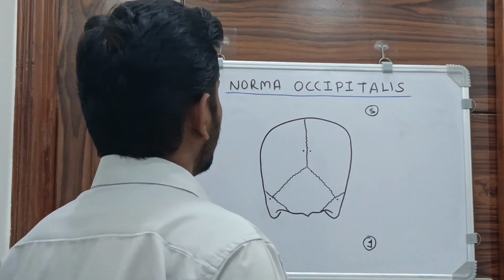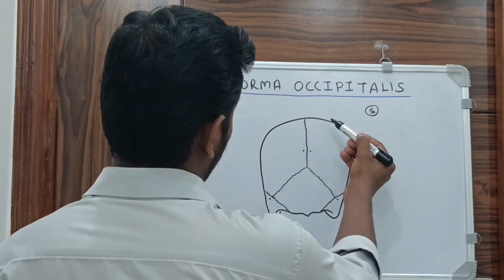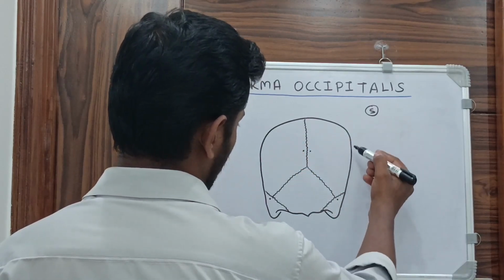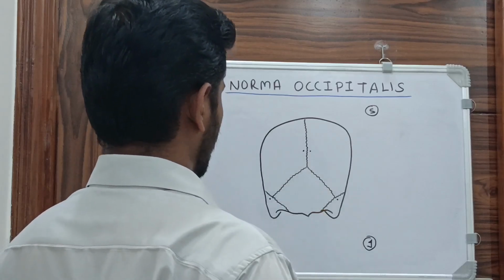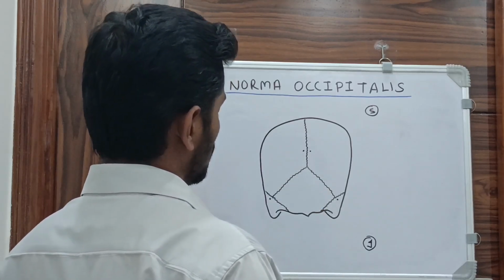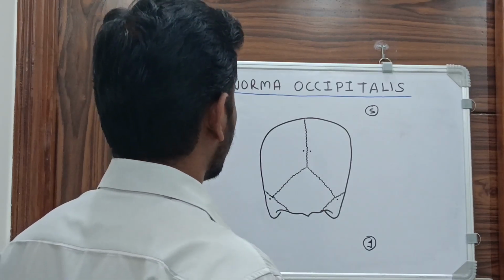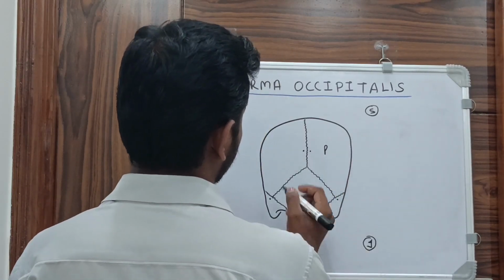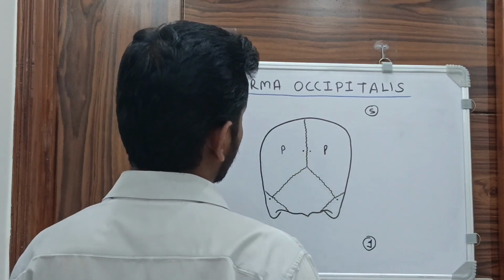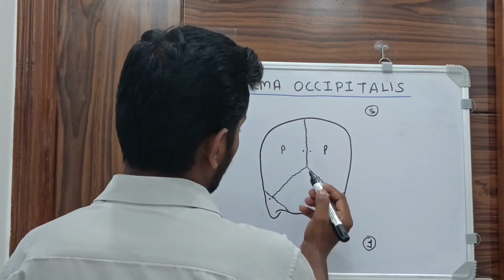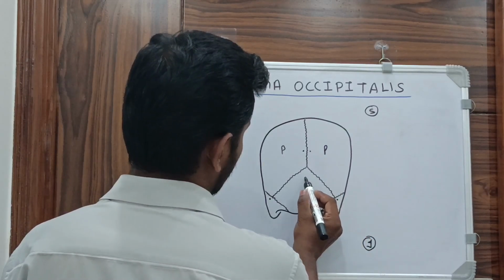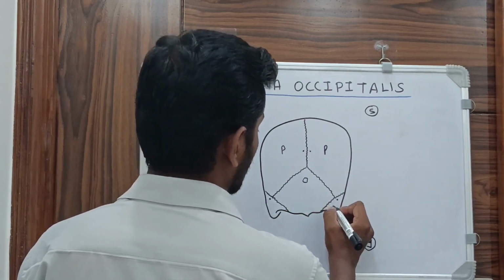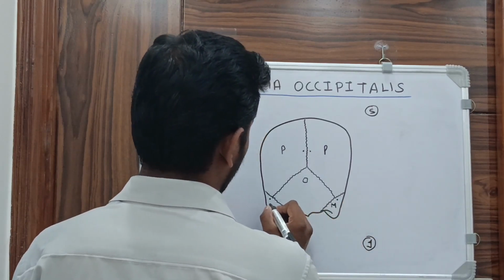So we can see here that the upper part of the Norma occipitalis is convex in shape, whereas from the sides it is flattened, and there are some bones which we can see here. So this bone is the posterior part of the parietal bone on both sides, and this bone is the squamous part of the occipital, and this part of the bone is the mastoid part of the temporal bone.